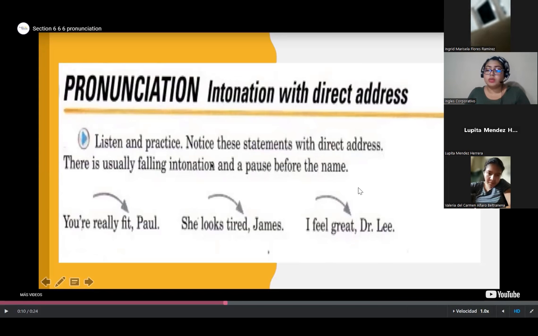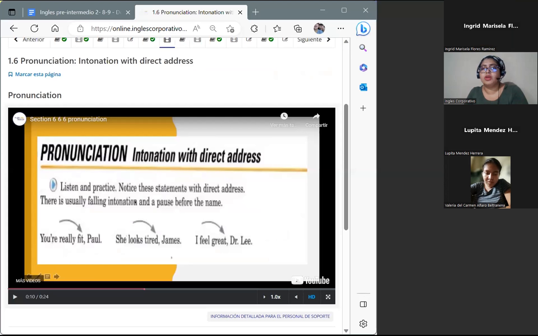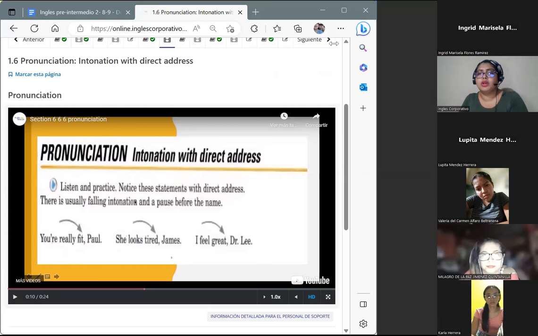And these ones work because we need to sound more natural when we are speaking in English. The thing is that when we are learning, in some cases, we are not going to use a very familiar voice, or we are not going to sound very confident when we're talking in English.